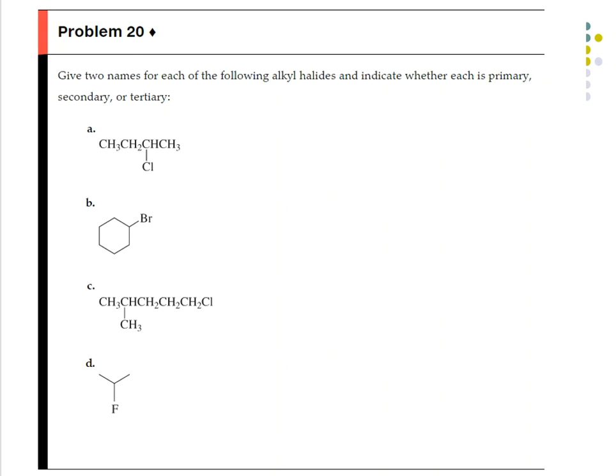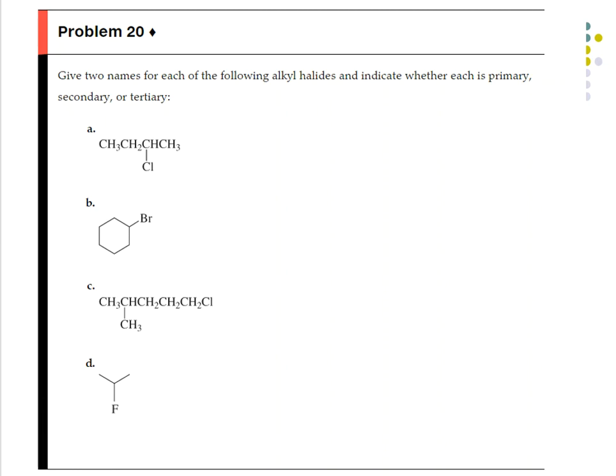We are back at it. I told you more examples were going to come your way in this video, and that's what you're seeing on the screen right now. A, B, C, D. And with each one of these, it says, give me two names. Give me the IUPAC name. Give me the common name.